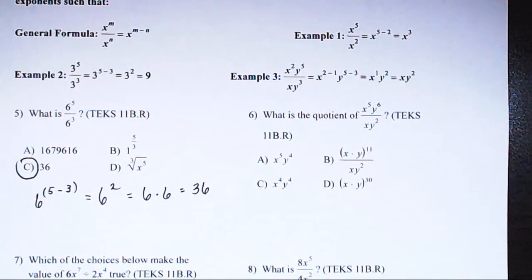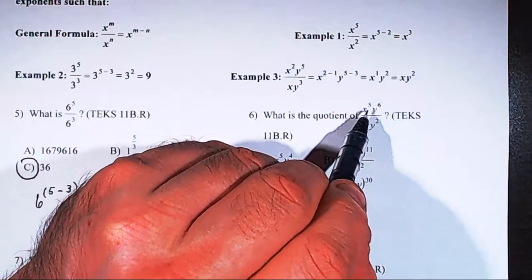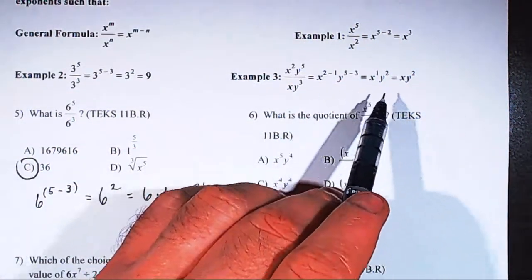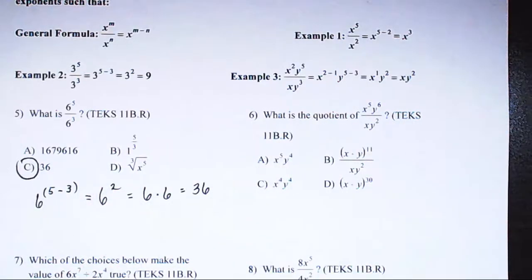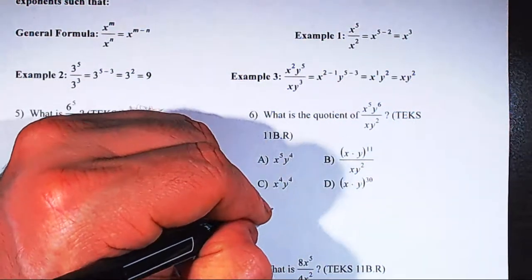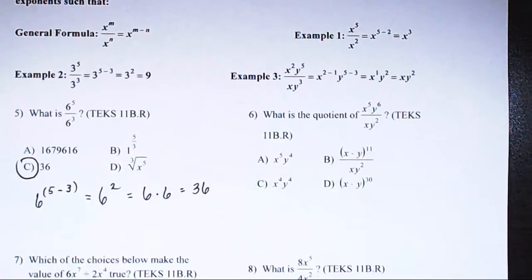I teach students to take this in parts. I say look at your x terms and look at your y terms individually. A lot of students will try to multiply the x's and the y's in the numerator and do something in the denominator and then attempt to divide. So it's good to just say, hey, take your x's and take your y's and take it one step at a time.